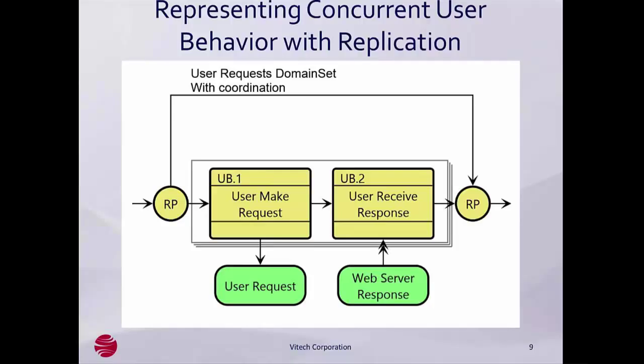The concurrent behavior of multiple users can be represented in the model using the replicate construct. On this slide, the user behavior is shown on the main branch. Any coordination between processes in the replicate construct is handled via the coordination branch, shown above the main branch. The domain set referenced on the coordination branch of the replicate construct determines how many concurrent processes are launched by the simulator when the model is executed. The default value is 3.